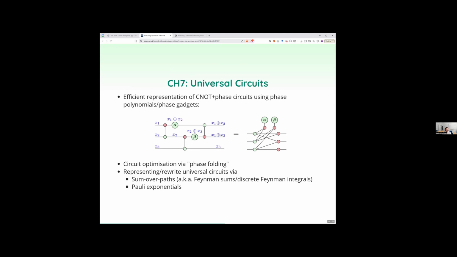We also talk about various representations of universal families of circuits, including the sum over paths or Feynman sum, discrete Feynman integral representation. So some people might be familiar with this from Matthew Amy's work and his Feynman tool. These are quite related to these kinds of diagrams, especially once we start sprinkling in some H gates in here, then we'll get some summations appearing. And also Pauli exponentials. Pauli exponentials are a very general family of multi-qubit phase gates.